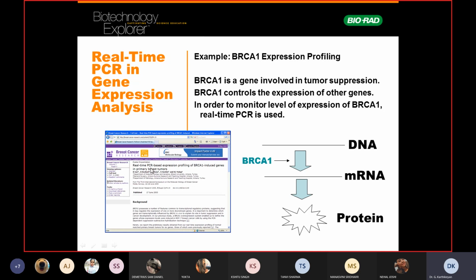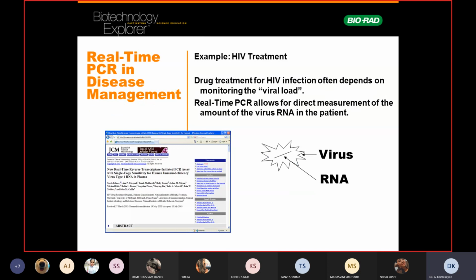Okay, this just gives you an example of how it is used in cancer. It says real-time PCR-based expression profiling of BRCA1 induced genes in primary breast tumors. As we all know, BRCA1 is one gene that is primarily responsible for breast cancer. So somebody is interested in understanding the mechanics of this BRCA1 gene. How does it drive breast tumors? All those kinds of things.